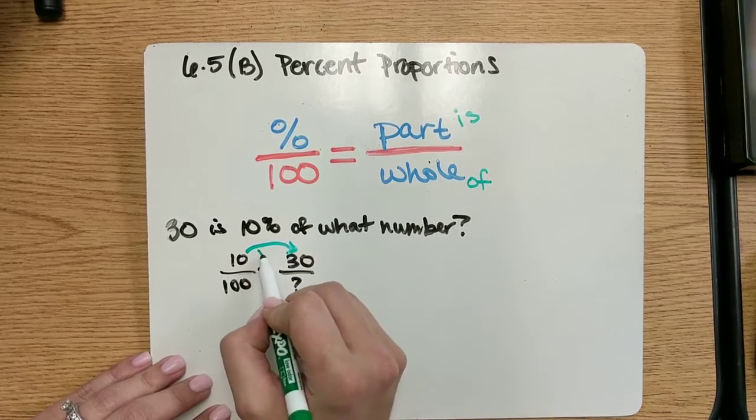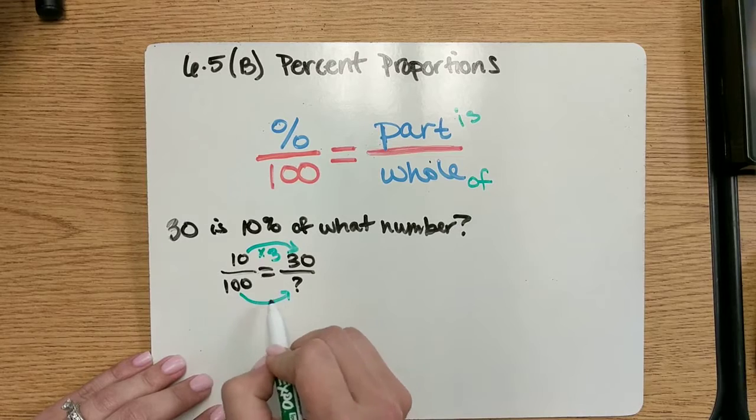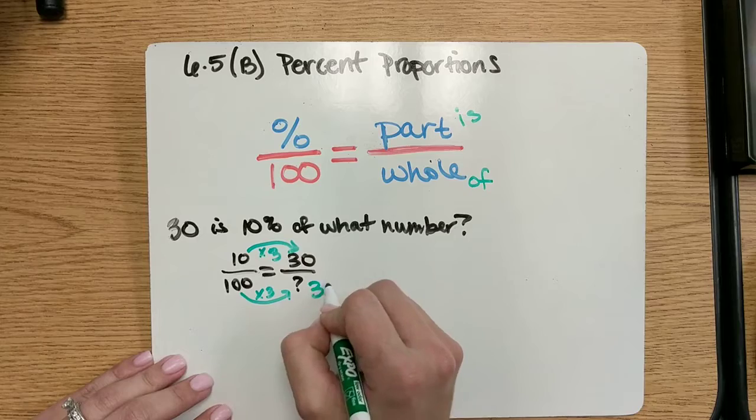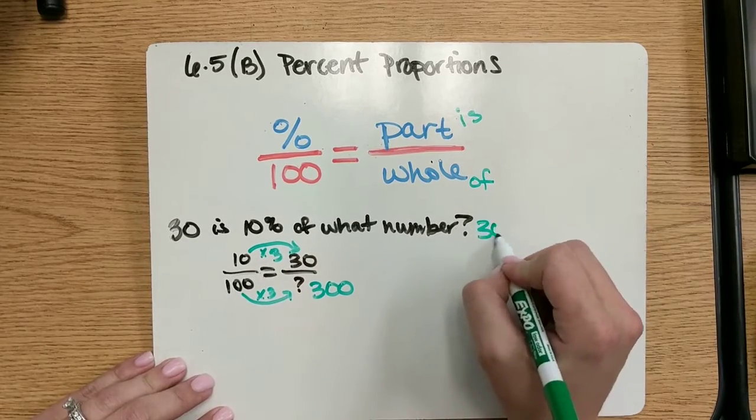So from 10 to 30, I multiply by 3. Okay, so 100, I'm going to apply that same scale factor. 100 times 3 is 300. So 30 is 10% of what number? Of 300.